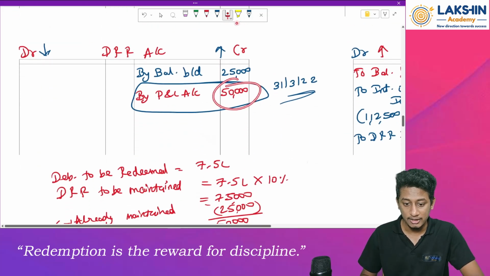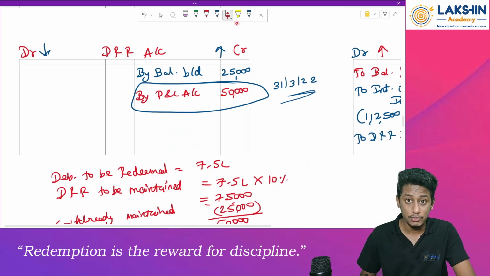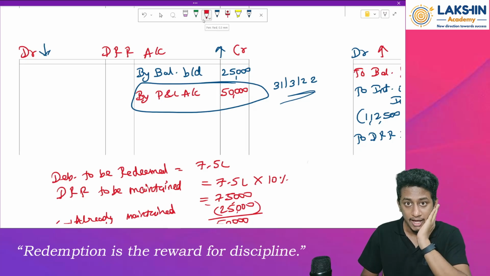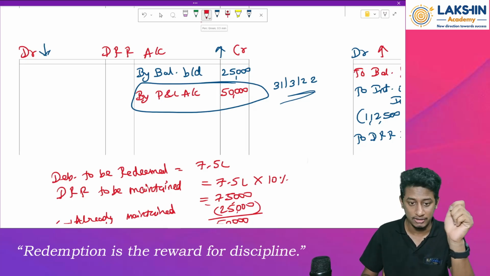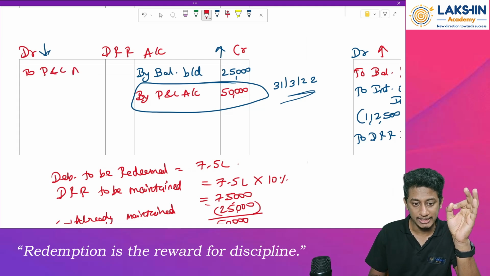Then again over here, do we have a closing balance? Yes. But where will this be transferred to? Once the debentures are sold, should the balance remain in the account? No, it will be transferred to what? To the P&L account. So again, to general reserve or P&L account, whatever it can be, right?